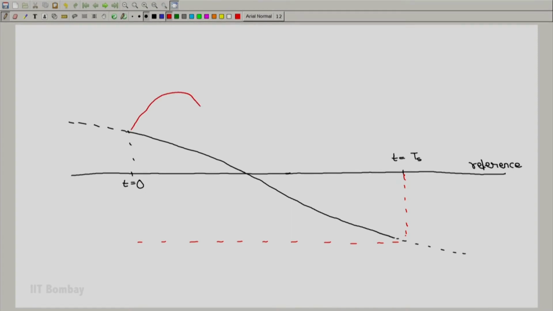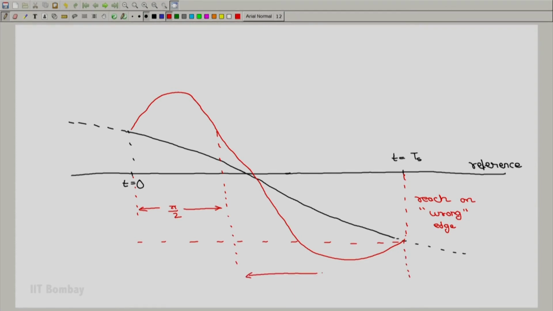This is the situation. So, you would reach this point on the upward edge here, reach on the wrong edge, so to speak. What angle have we covered? In this portion, we have covered an angle of pi by 2 clearly, and in this portion we have covered an angle of pi. So, the total angle covered is 3 pi by 2. That means you have 3 times the frequency. The amplitude is the same.